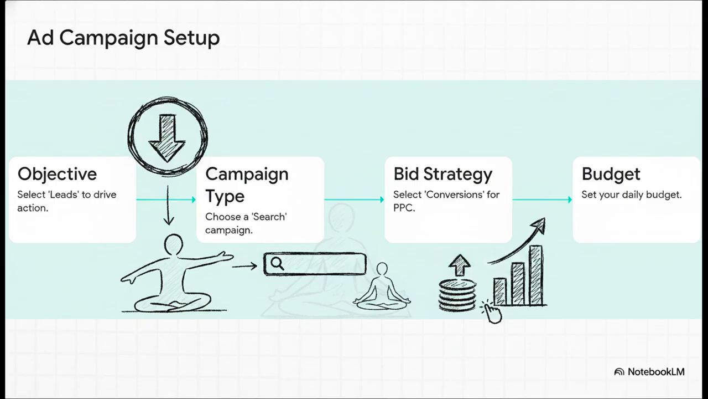When it asks for your campaign objective, hit Leads, then choose a search campaign. For your bidding strategy, you want to select Conversions. This pay-per-click method is basically you telling Google to optimize your budget specifically to get people to take a real action on your website, making it hands down the most cost-effective approach.